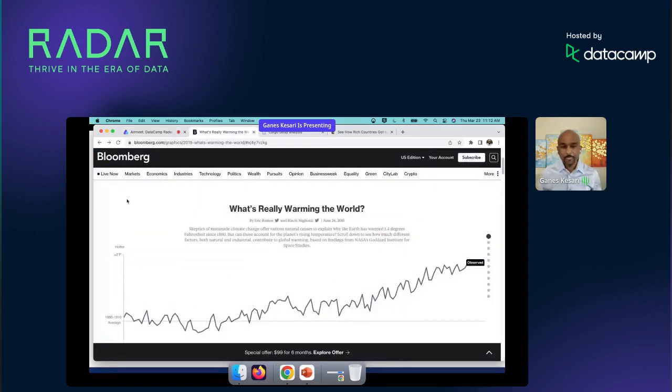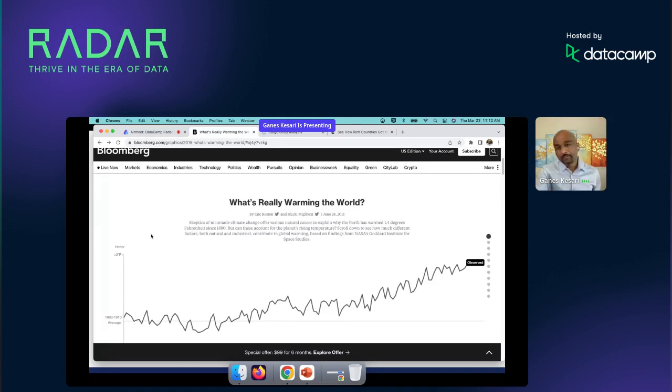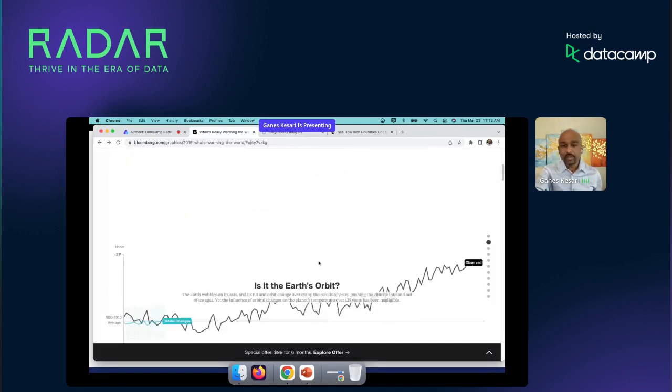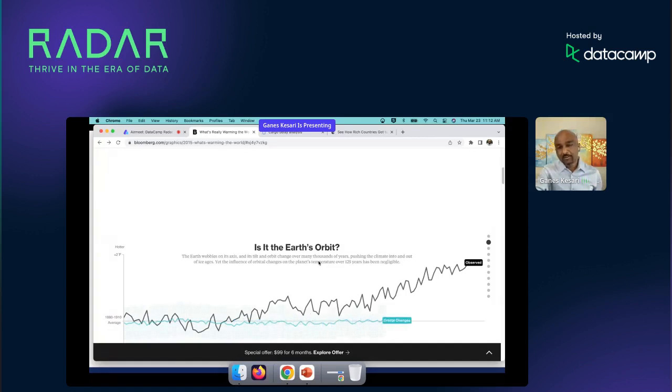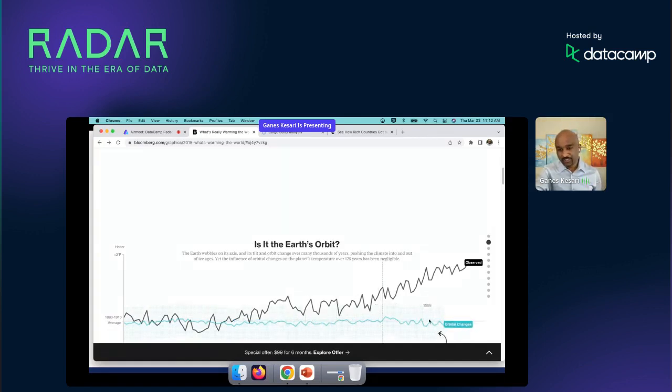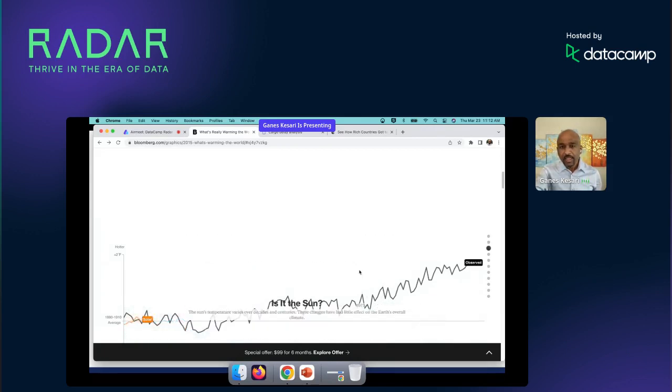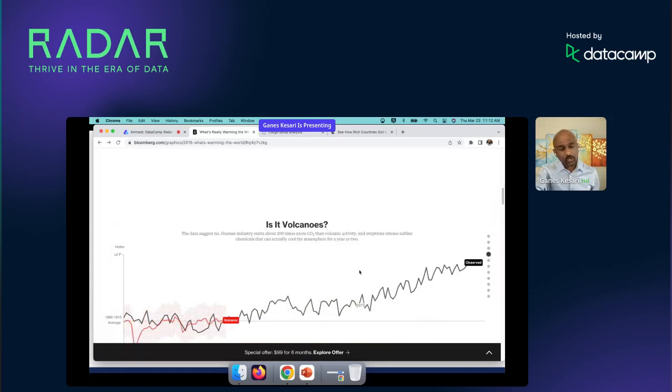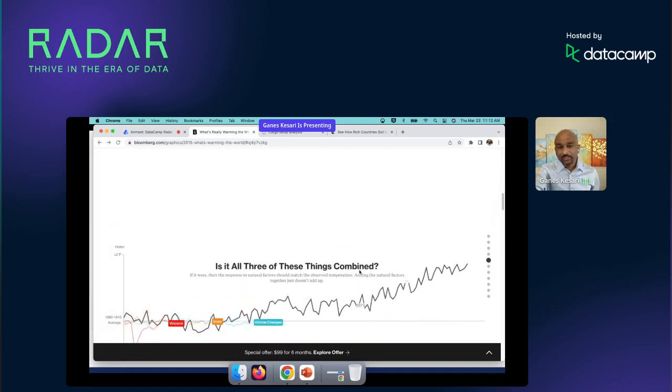This is from Bloomberg. So we're asking the question, what's really warming the world? And this is the observed temperature. Skeptics of man-made climate change talk about various factors like volcanic activity and the Earth's orbit, that these could be the reasons. Here in this brilliant visualization, they talk about all the other factors and how they've changed over the last 125 years. The sun, volcanic activity, and they add up all these three and say that even if you put these three together, it doesn't explain the observed temperature.